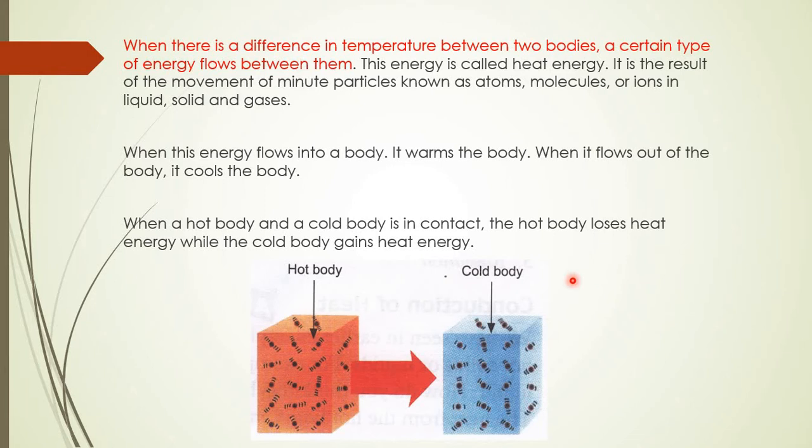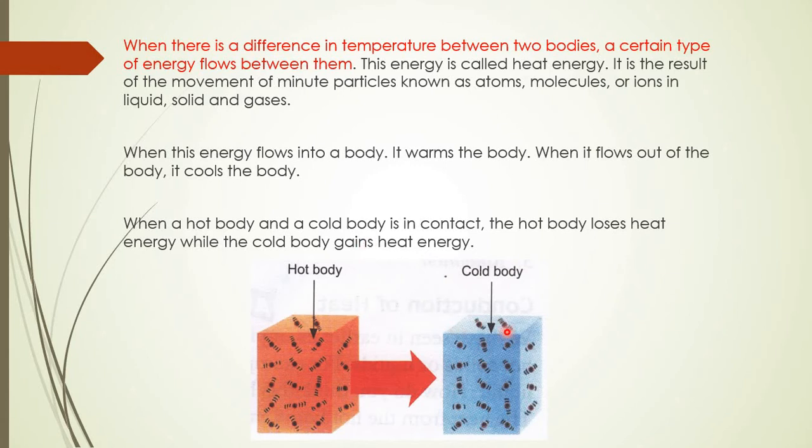So when a hot body and a cold body are in contact, the hot body loses energy while the cold body gains heat. Whenever the hot body and the cold body are in contact, what will happen? The flow of energy is from the hot object to the cold object. That means energy comes out of the hot or warm object and goes inside the cold object, and that cold body gains that heat.